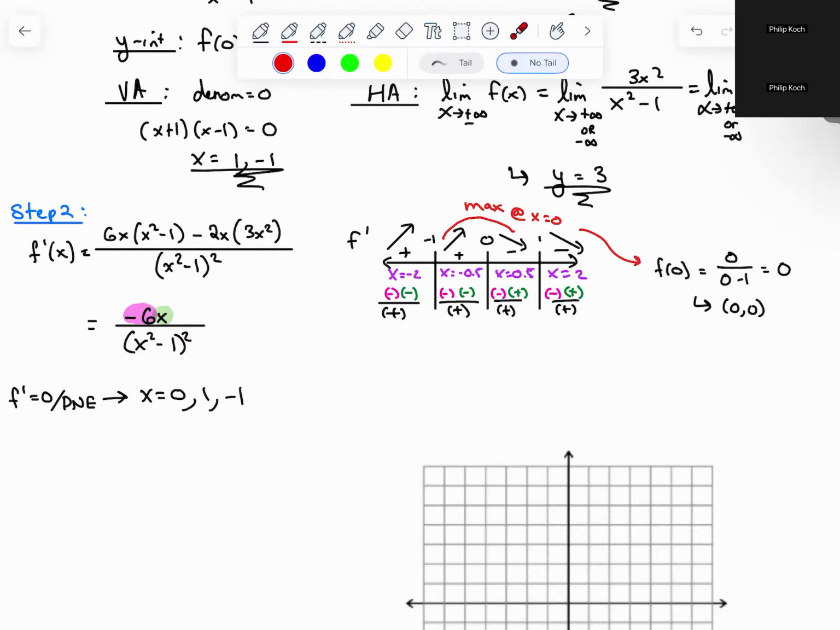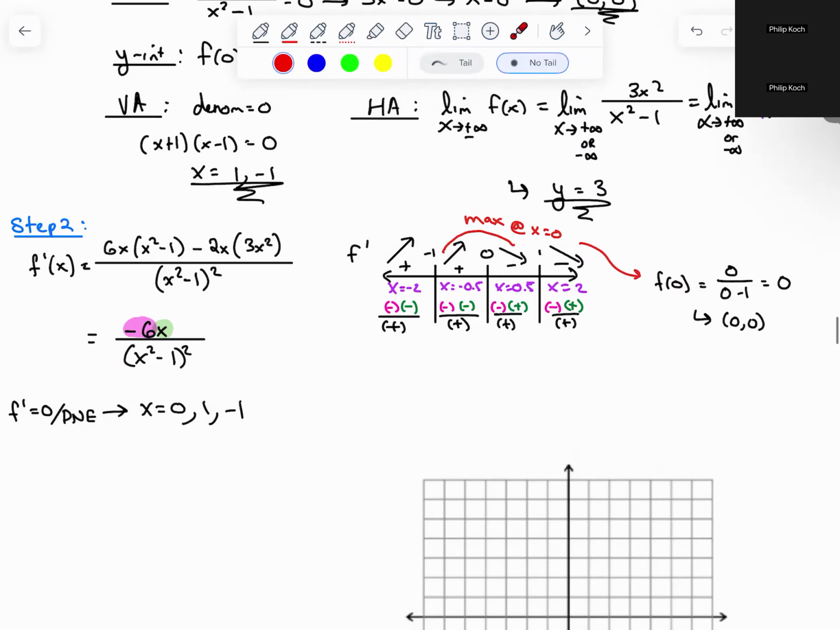So it goes from increasing to decreasing. So at 0, and that is a critical value, that will be a maximum because it goes up and then goes down. And so I need to know the location of that. So I plug it into my function to find the actual location.